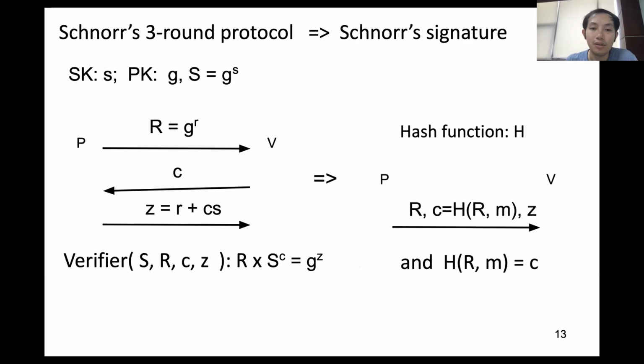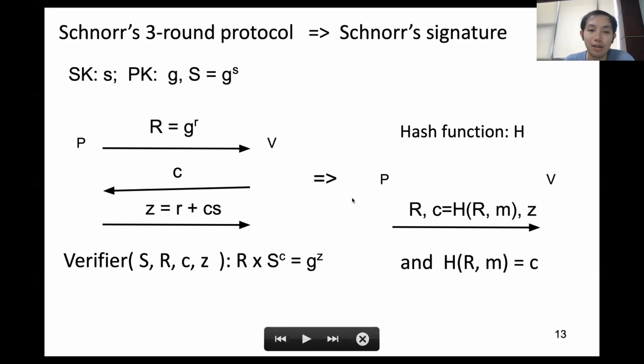Okay, so let's see how to convert this one to a signature scheme by applying Fiat-Shamir. Also, to make a signature scheme, we need to take care of how to put the message in. The way we take a message is to put it into the domain of the hash function and let the hash function be applied on the first message R and also the message to be signed M, and come up with the challenge C.